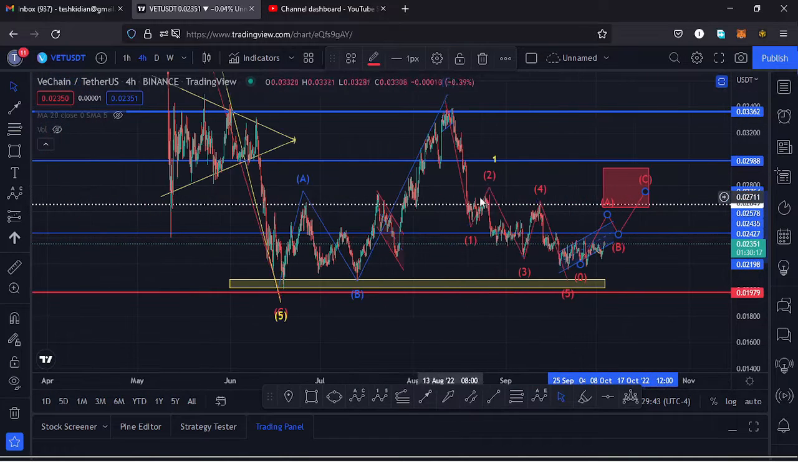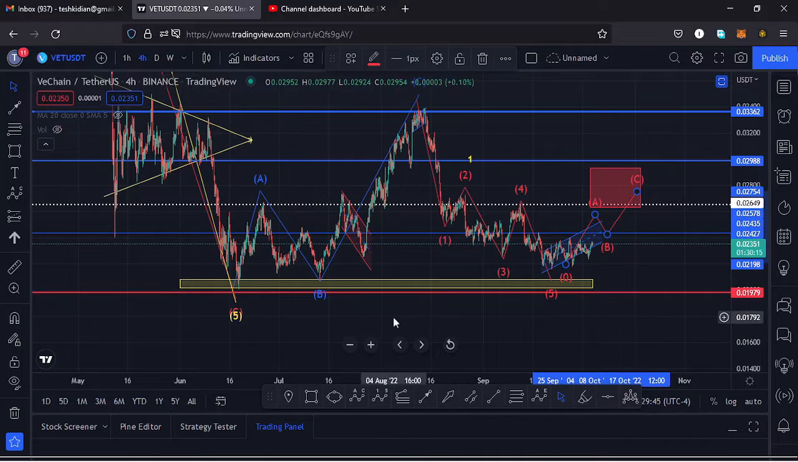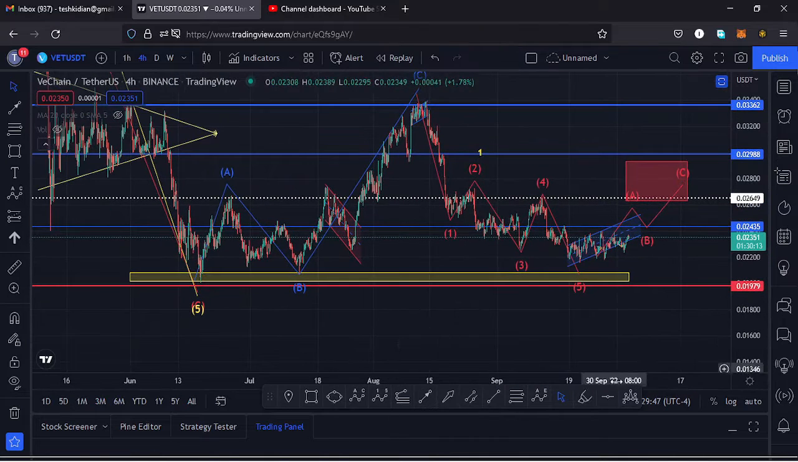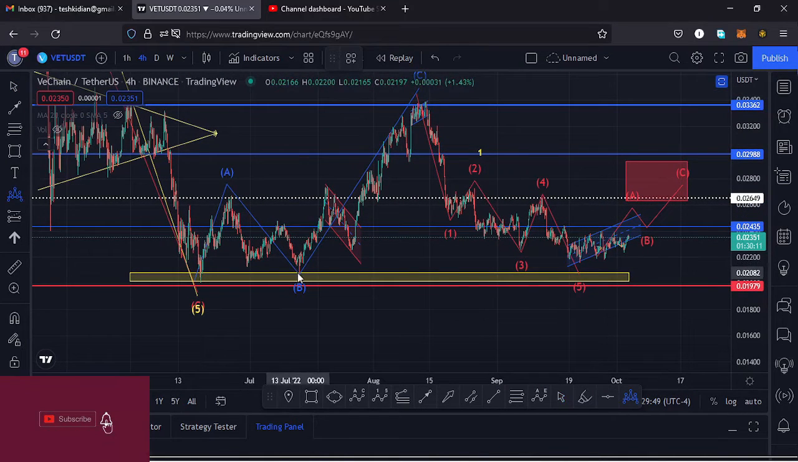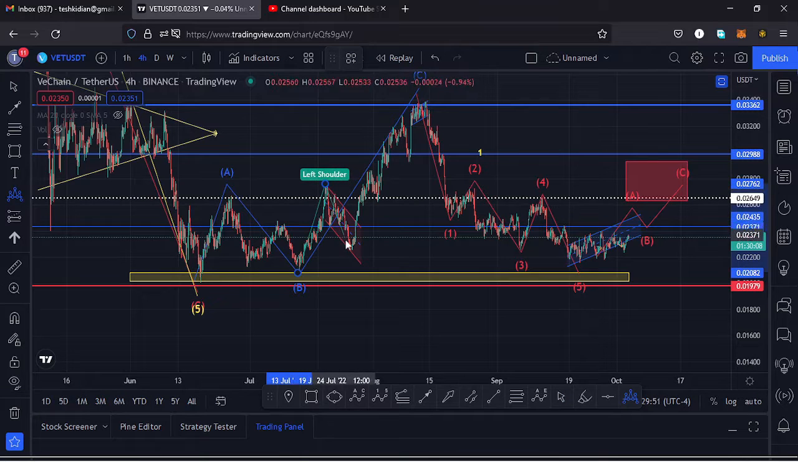Also zooming out here on the chart, we can see the formation of a chart pattern over here, which is a head and shoulders, having that as the left shoulder of that head and shoulders pattern.